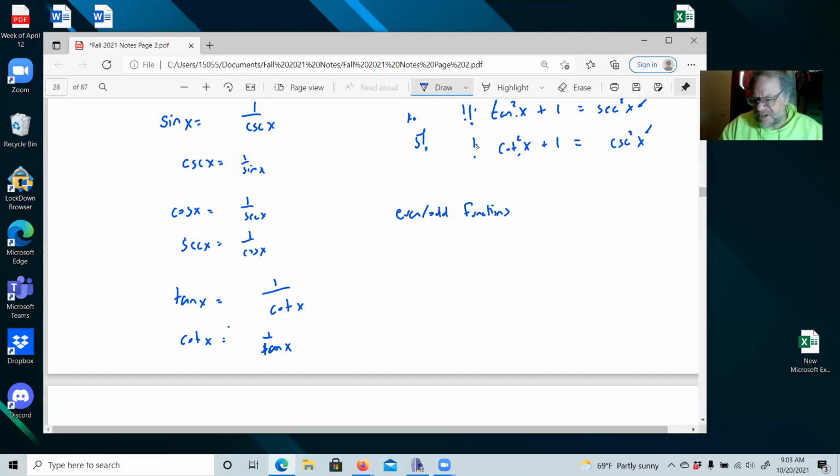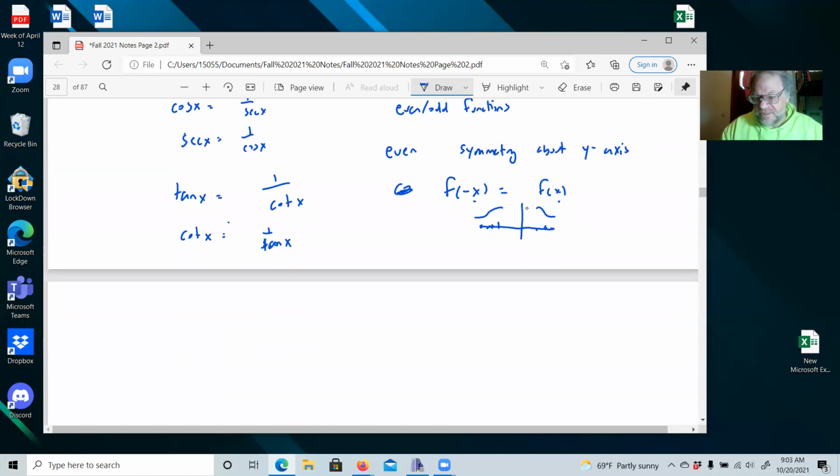Right, you guys remember learning about even and odd functions in algebra? An even function has symmetry about the y-axis. Here's the test: if you plug in negative x, you get the same thing. That means whatever the y value is over here is the same as whatever the y value is over there. That's even symmetry, symmetric about the y-axis.